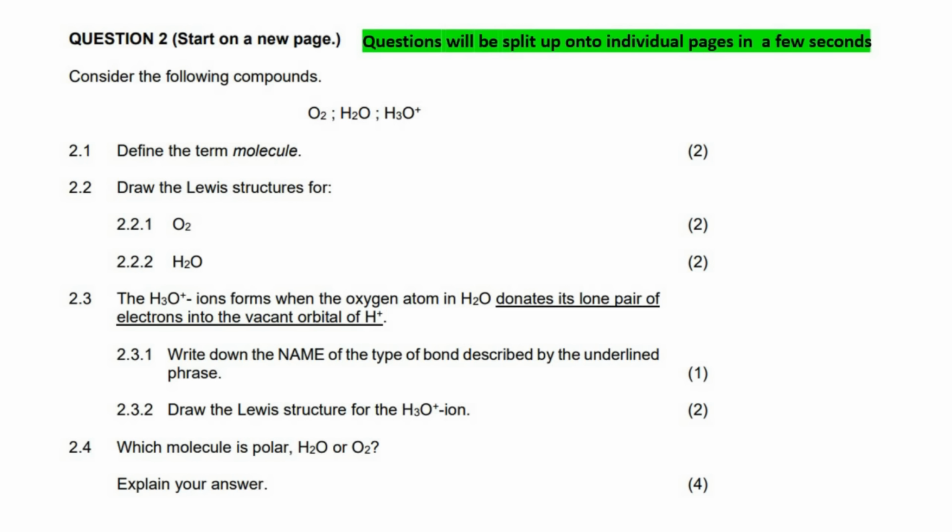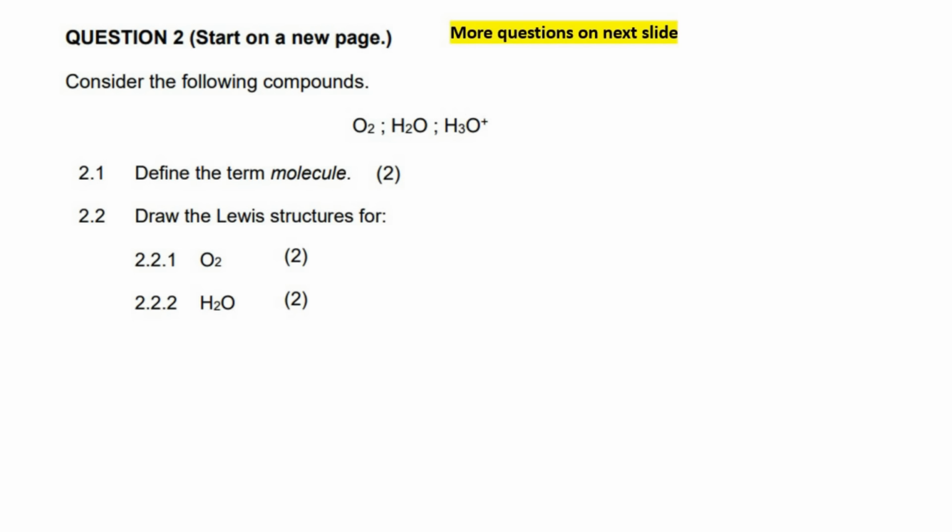With this question, we will be splitting the questions up onto individual pages, but let's just have a look. They say consider the following compounds. So we have oxygen, water, and then H3O+, which is hydronium. So the first one says define the term molecule.